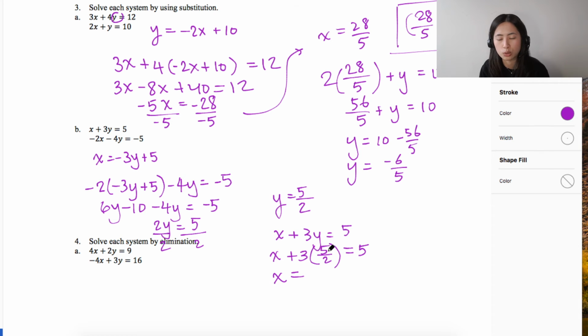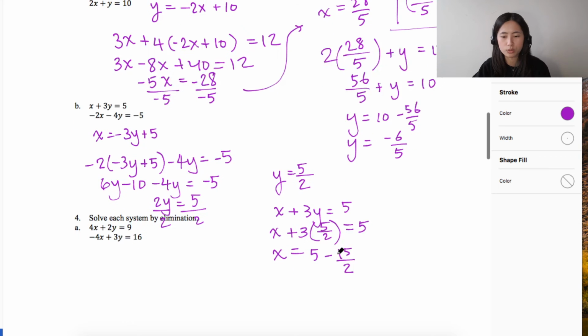Therefore this is just x, and all you have to do is multiply: 3 times 5 over 2 is 15 over 2. Moving that to the opposite side, you get 5 minus 15 over 2. You don't need to divide by a coefficient, because if this was 2x, then you would have to divide by 2. That's why I'm picking the simplest variable, because I don't want to do more math. Does that make sense? It's very inefficient otherwise. So 5 minus 15 over 2 is actually equal to negative 5 over 2, and that's your x.